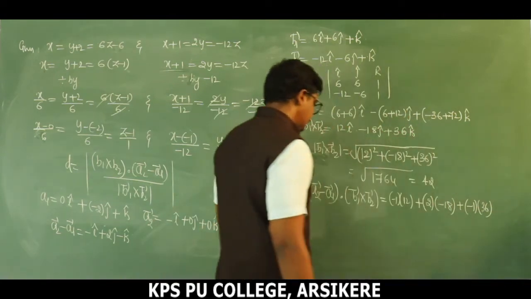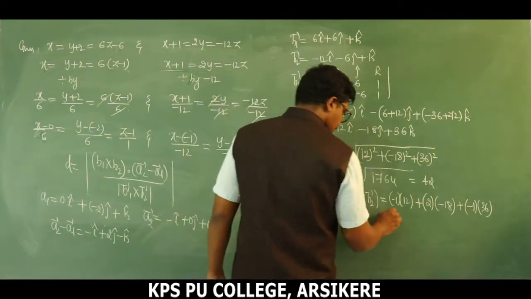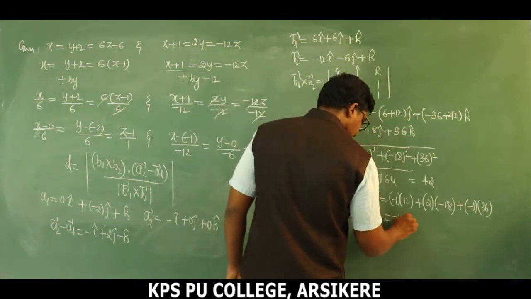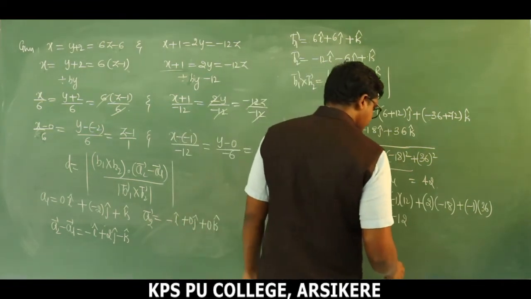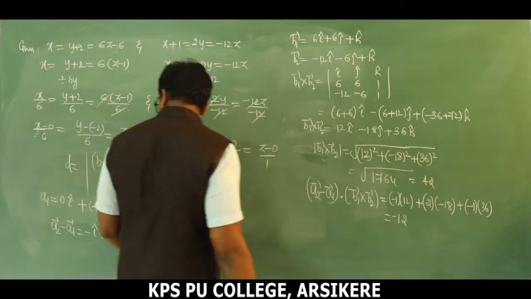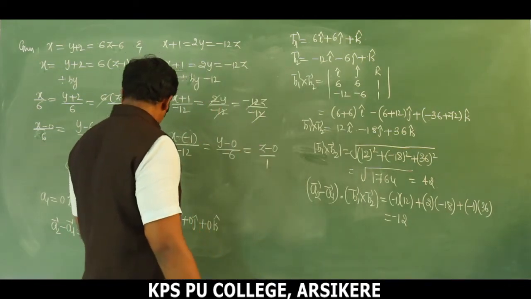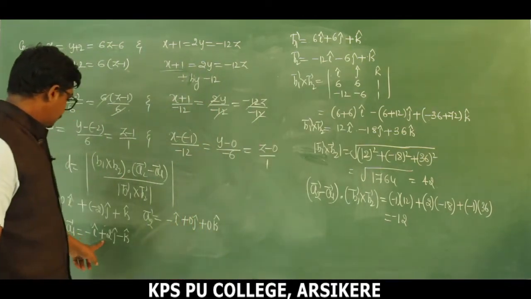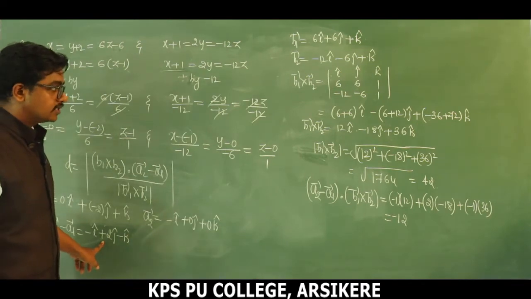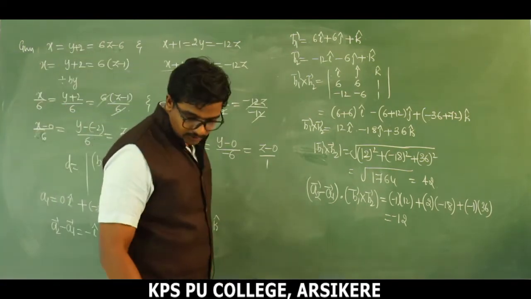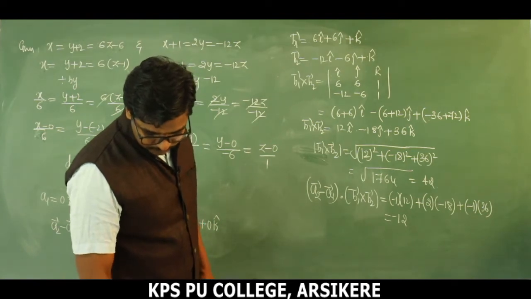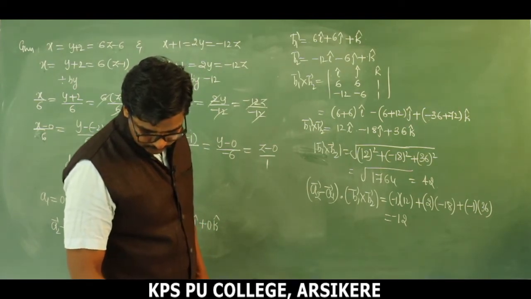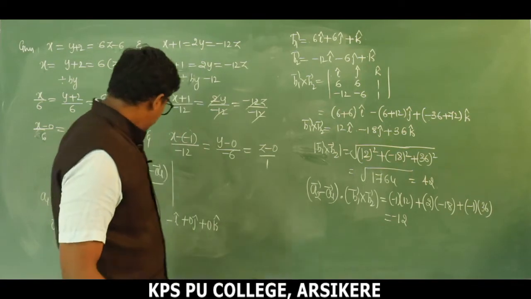So what is left there? This is 12, this is minus 12. The i term is minus 1 into 12, the j term is 2 into minus 18, and the k term is minus 1 into the last term 36. That is, a2 minus a1 is minus 1, 2, minus 1, into 12, minus 18, 36.